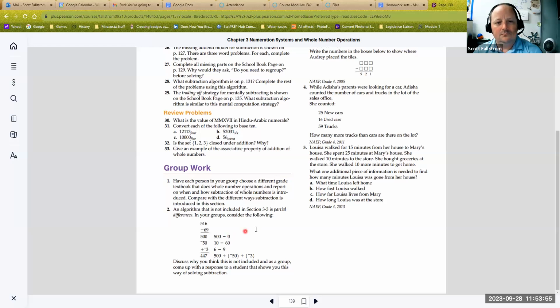Okay. Now, again, when you're starting, it says discuss why you think this is not included. Why is this not included at the 1st grade level or maybe at the 2nd grade level when they're doing these problems? Give a response to a student who shows you this way of solving with subtraction. This is very similar to MC number 18. But yeah, I think it's good to ask them questions as you're doing these problems. Hey, walk me through what you're doing. And if they've got great ideas for place value, then please don't tell them they're wrong. This is a fantastic algorithm.